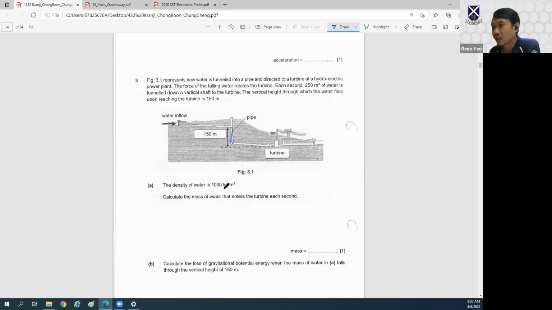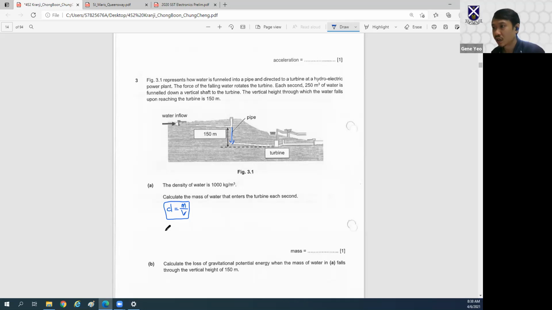The density of water is 1000 kg per meter cubed. What is the mass of water that enters the turbine each second? I'm going to assume that the mass of the water entering down this pipe or shaft is the same mass that enters the turbine. I'm going to assume that everything is constant here. Formula to use: density equals mass over volume. This is the very basic formula that you need to know. So please remember this formula.